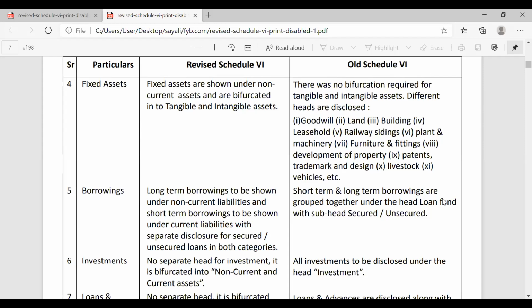A long-term borrowing is to be shown under non-current liability, and short-term borrowings under current liability, with a separate disclosure for secured and unsecured loans in both categories. So in borrowings also, two different heads are recorded: secured and unsecured. But in the old Schedule 6, short-term and long-term borrowings are grouped under the head of loans, with subheads secured and unsecured. So you can say there is no proper provision for borrowings mentioned in the old Schedule 6.